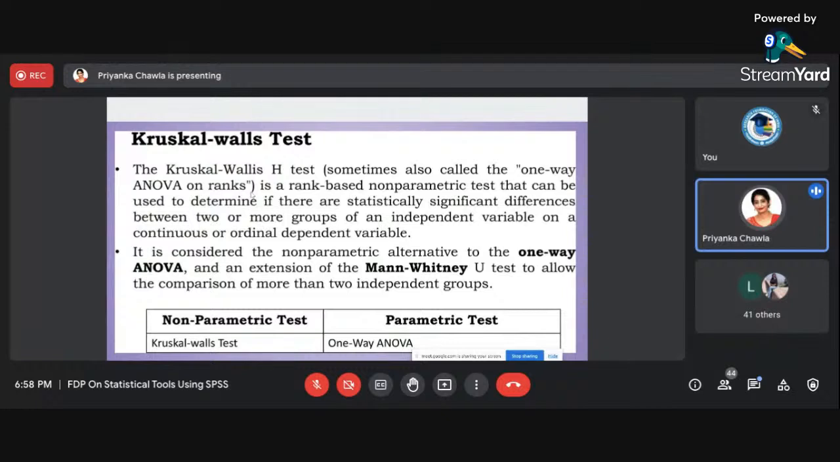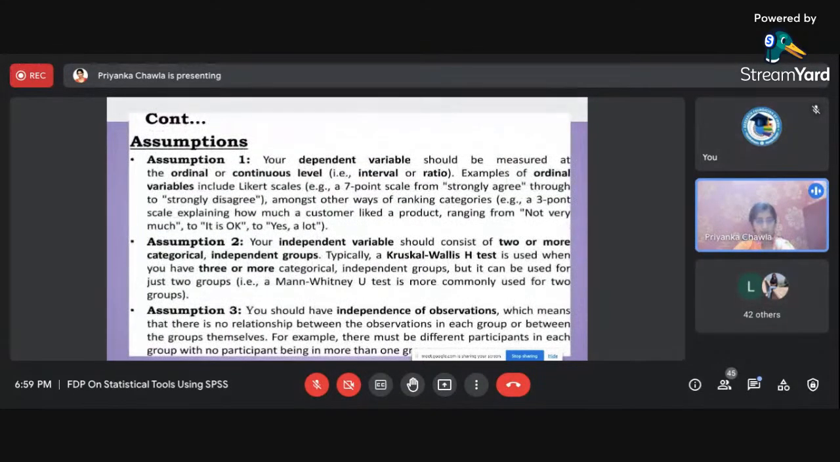What about Kruskal-Wallis? This test is similar to, equivalent to one-way ANOVA. Here the condition is that the independent variable should be measured as categorical, 3 or more, and the dependent variable will be ordinal, right? Instead of interval, we'll be taking ordinal or continuous. Okay? Let us have one example on this.